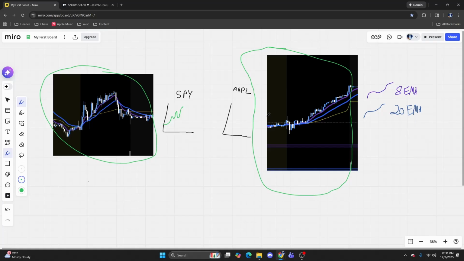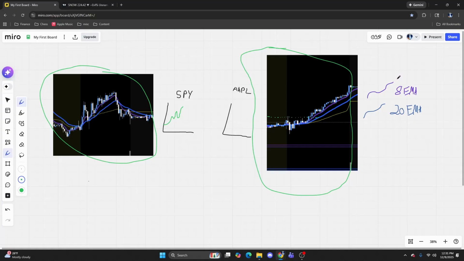Now, a lot of you can't see this, but there is a level here called a previous day high. Okay, the only way this trend strategy works is if the stock goes above the previous day high and then it comes back down and touches this level, or an EMA.